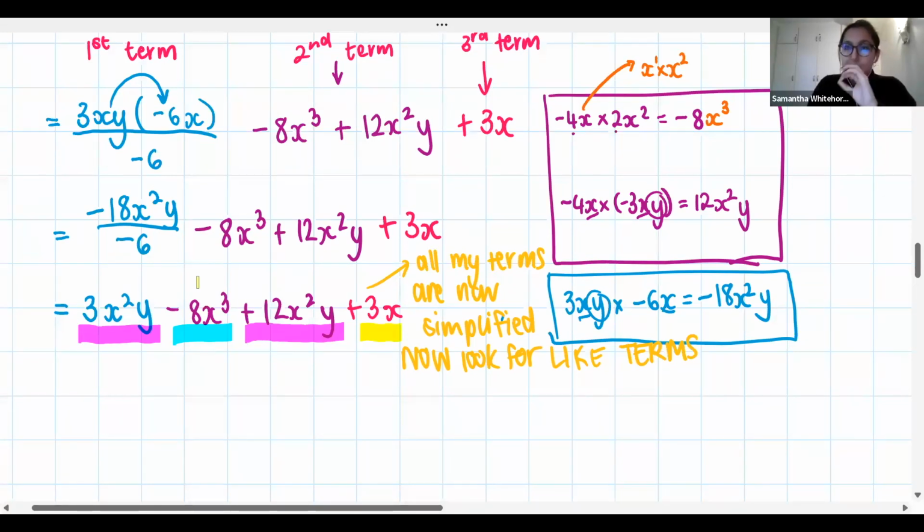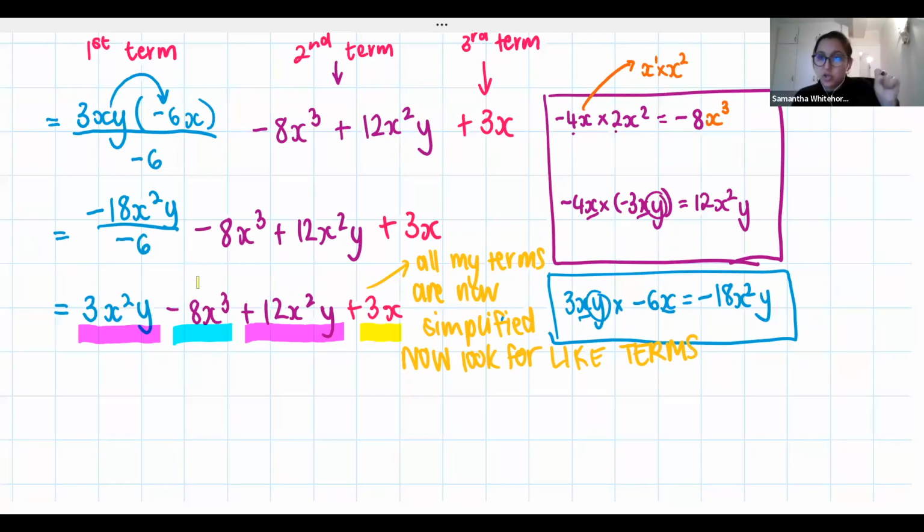Importantly, 3x and negative 8x cubed are not like terms because the exponents are different. One is an x cubed, so an exponent of 3. One is just an x, so an exponent of 1. Because those exponents are different, they are not like terms.